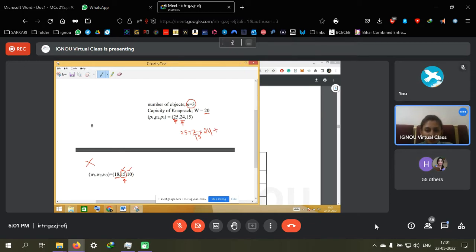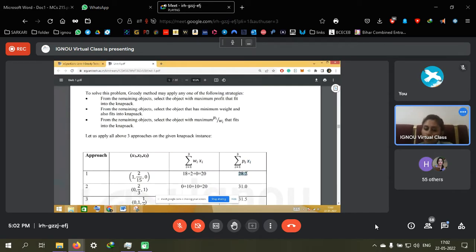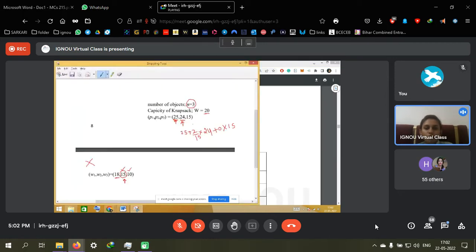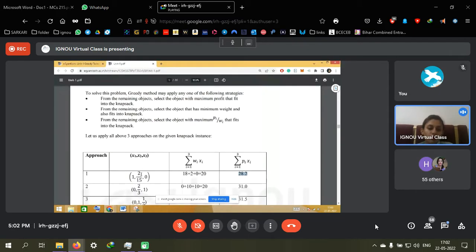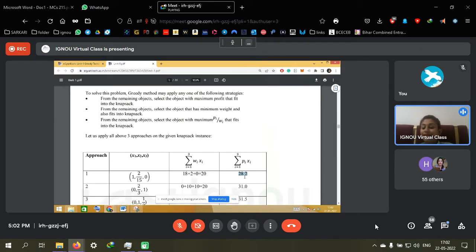The next value is 0 multiplied by profit, and the profit is 15. So you will get the total profit, that is 28.2. It is saying profit multiplied by x, and x means object. So profit for the first is 25, multiplied by 1, you will get 25. In the next, 2 divided by 15 multiplied by 24, and next 0 multiplied by 15, you will get 28.2. Any doubt you can ask.